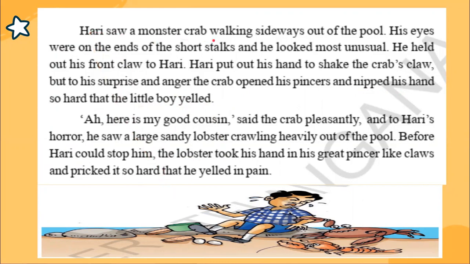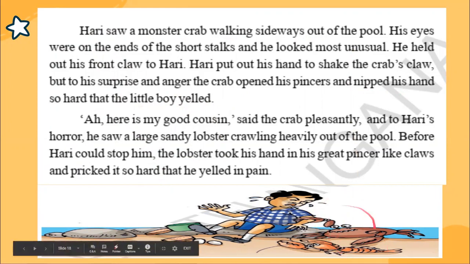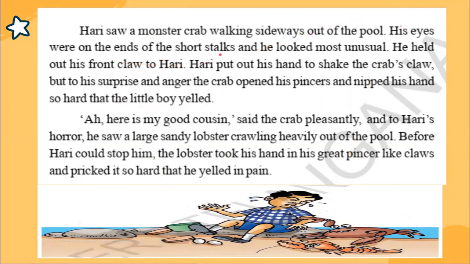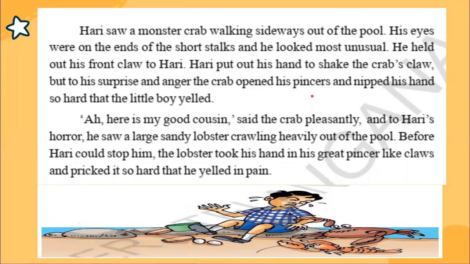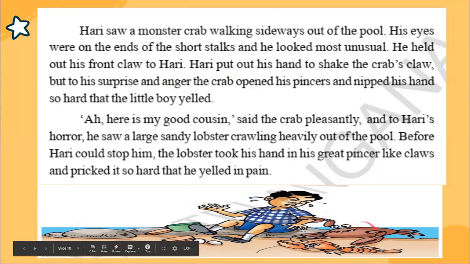Hari saw a monster crab walking sideways out of the pool. We now got the answer from where the crab came, right? His eyes were on the ends of the short stalks and he looked most unusual. Okay? His eyes were on the ends of the short stalks. Okay? And he looked most unusual, means he's not looking as usual. Okay? He held out his front claw to Hari. As soon as he came, here he... Who is he, warrior? Yeah.